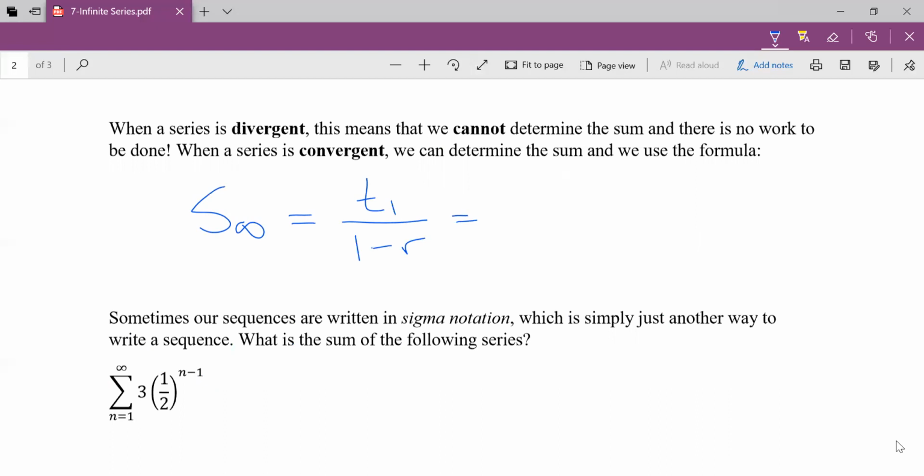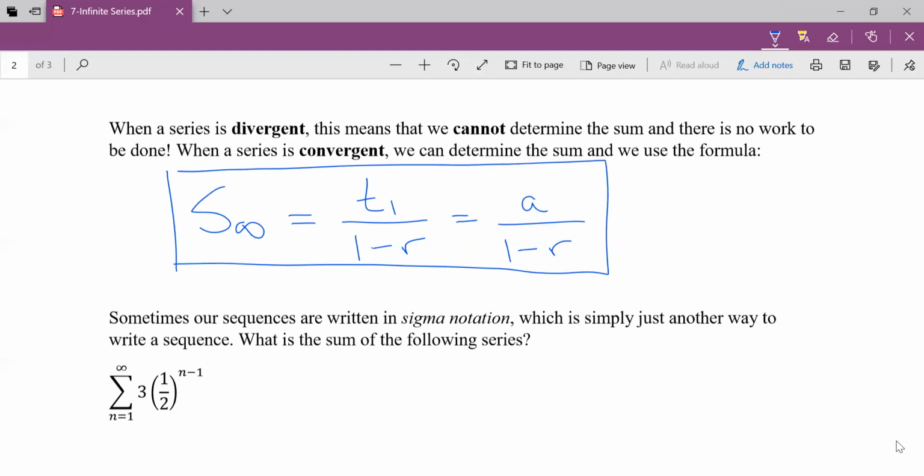And some people call T1 a, right? Alpha. Again, the Greeks, right? Alpha means first. Either way you want to think of it, there it is. So the sum of an infinite series is the first term divided by 1 minus the ratio. That easy. So let's go back up.